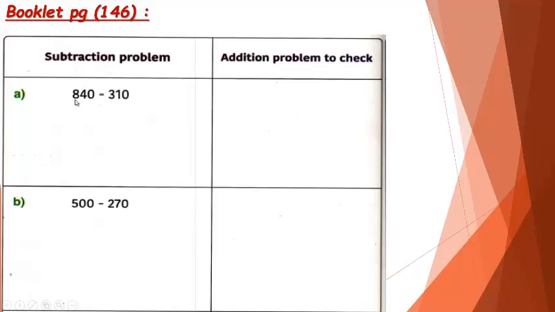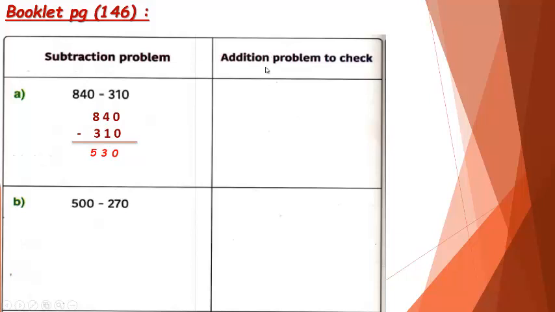The first one, 840 minus 310. I think I don't have any problem here. I'm just going to put them down there and start subtracting from the ones, as we know. 0 minus 0 equals 0. 4 minus 1 equals 3. 8 minus 3 equals 5. So the final answer is 530.